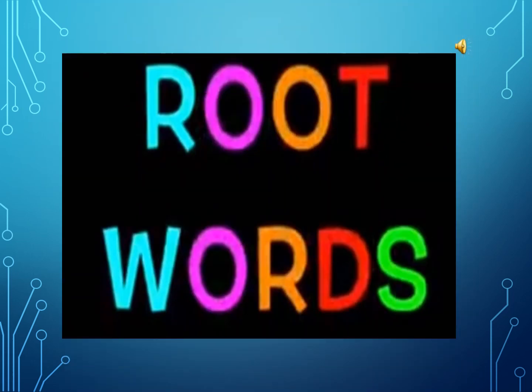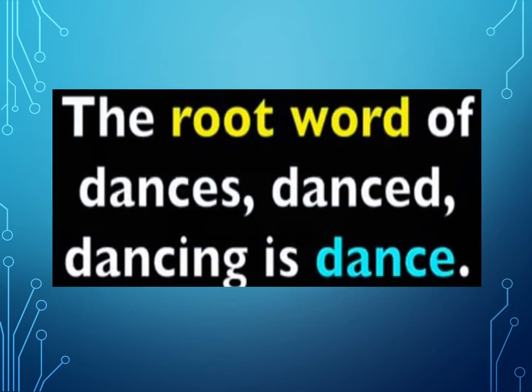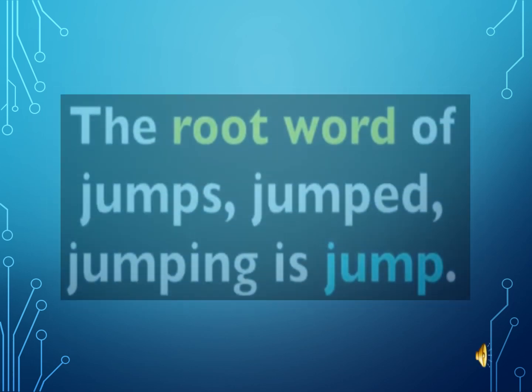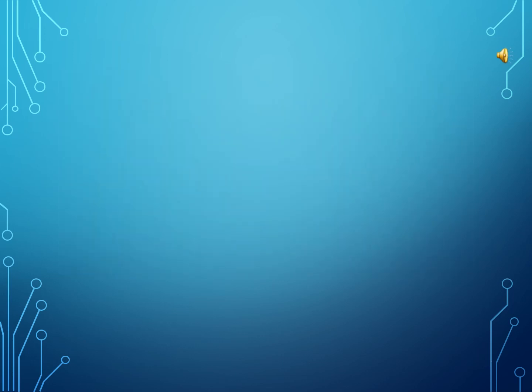Root words. A root word is a word without a prefix or suffix. Other words are formed from a root word. For example, the root word of dances, danced, dancing is dance. One more example. The root word of jumps, jumped, jumping is jump. Now let us see what suffixes are.